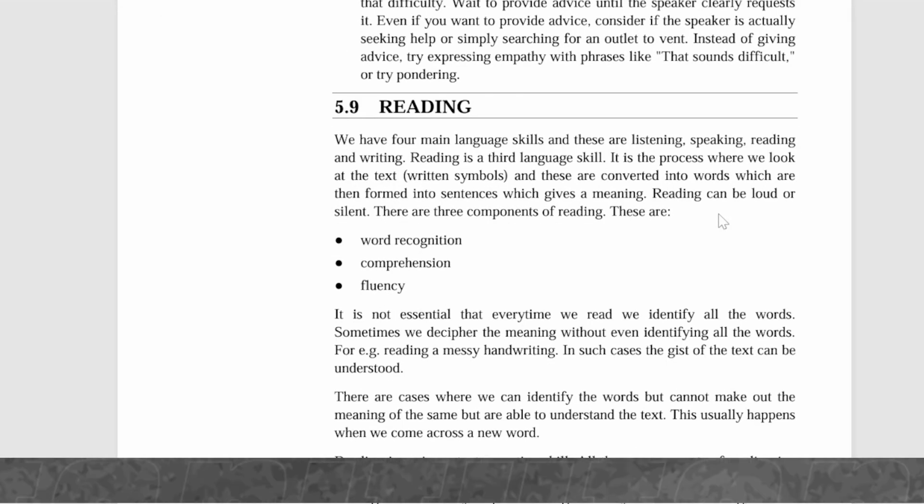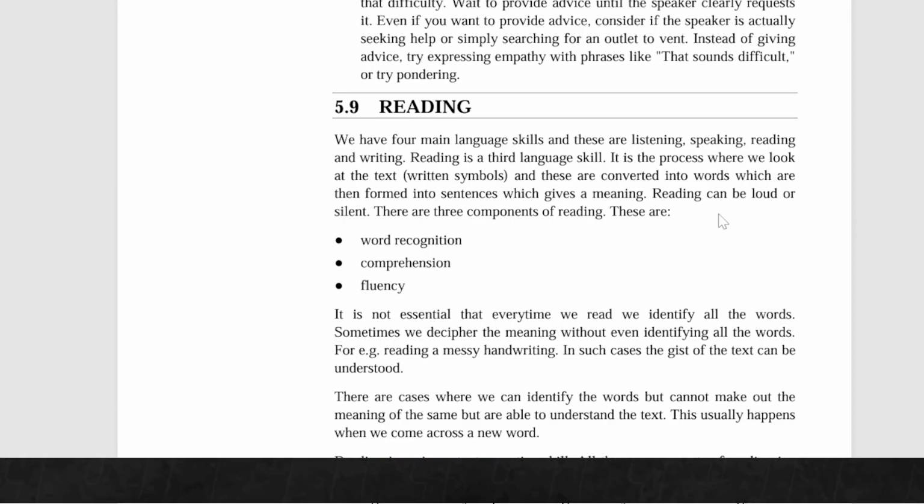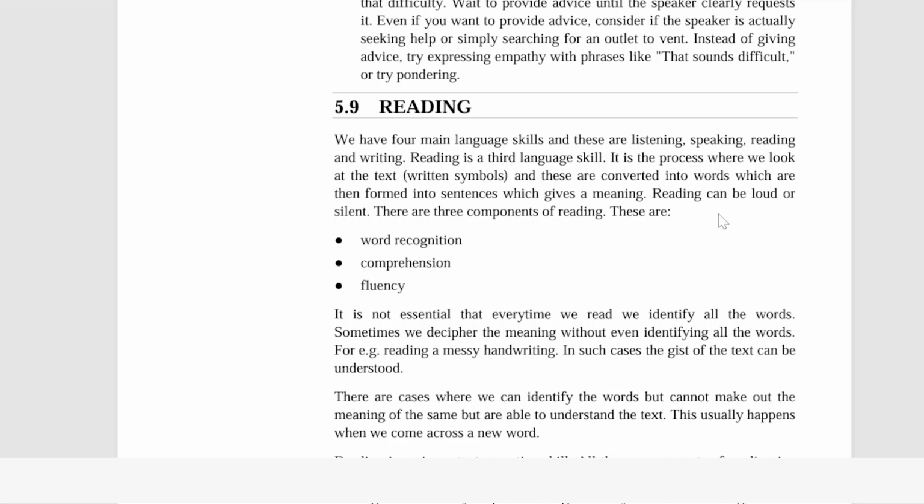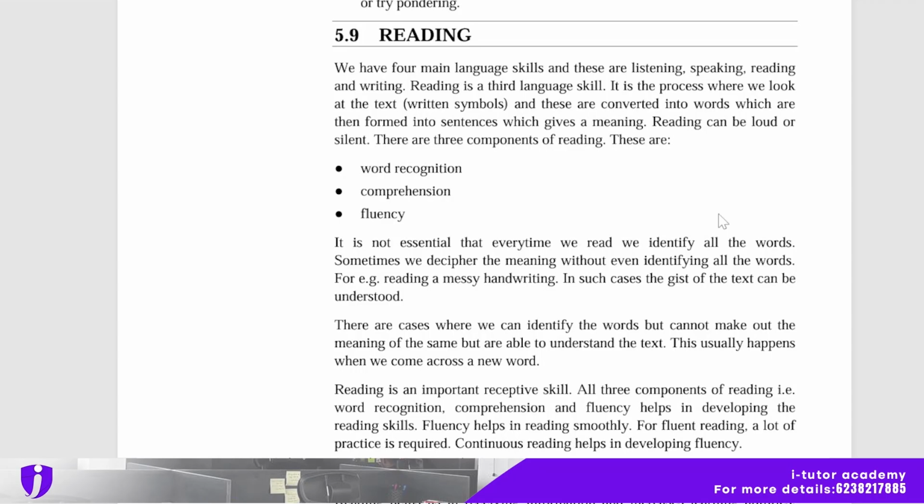Reading. We have four main language skills, and these are listening, speaking, reading, and writing. Reading is the third language skill. It is the process where we look at the text, and these are converted into words which are then formed into sentences which give a meaning. Reading can be loud or silent. There are three components of reading. These are word recognition, comprehension, and fluency.